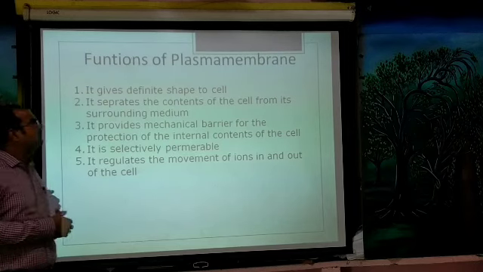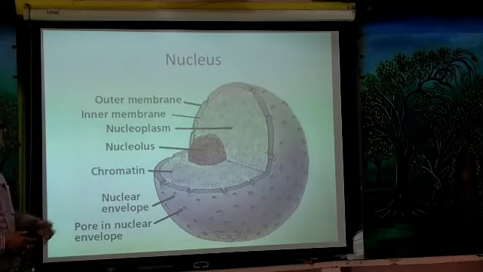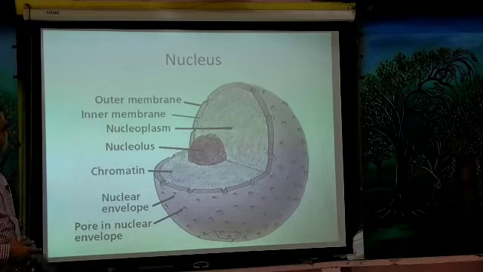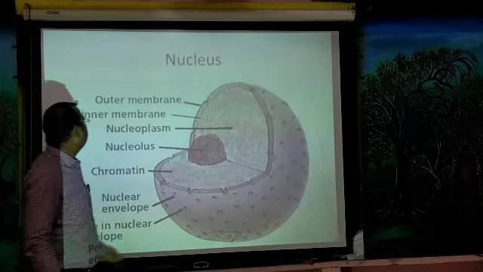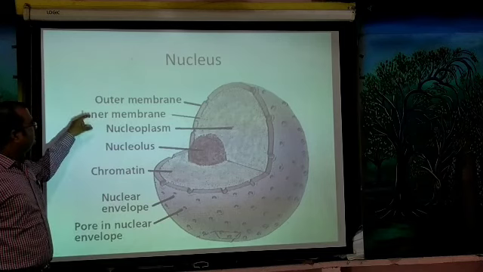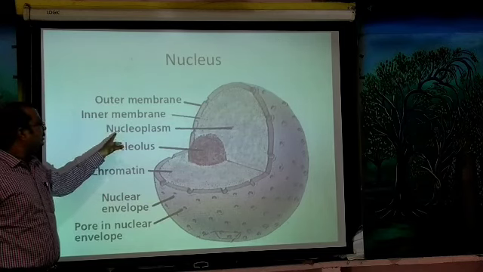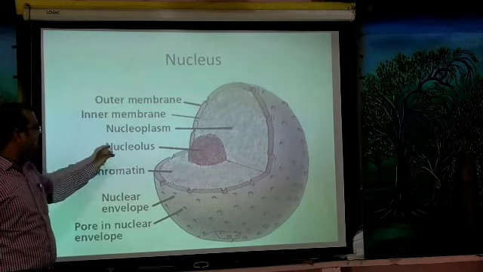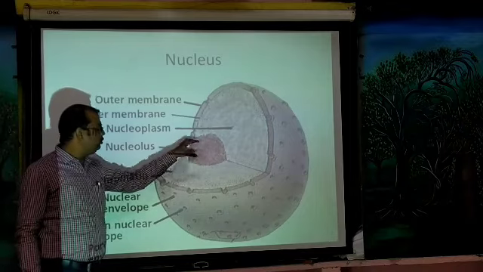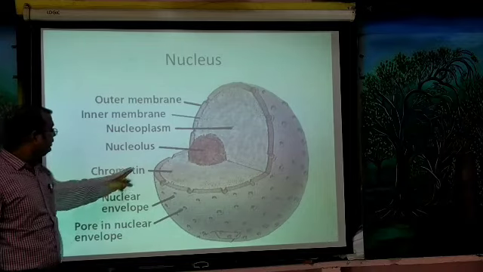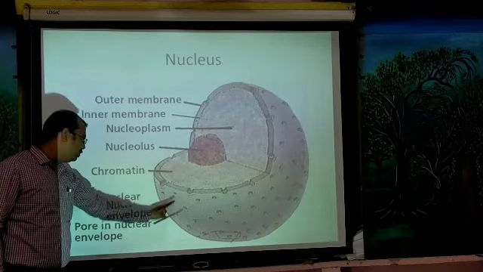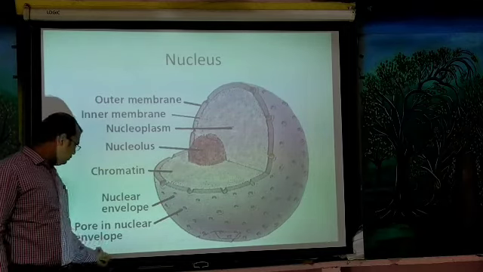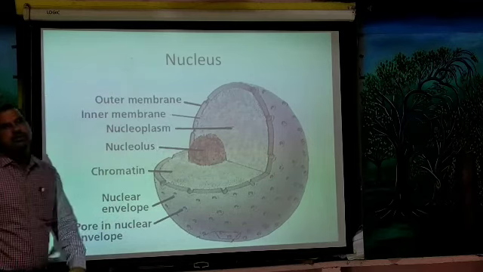Next, about the nucleus. This is the structure of a nucleus. The outer covering of the nucleus is called the nuclear membrane, and this is the inner membrane, and this is the nucleoplasm. The center of the nucleus contains the nucleolus and the chromatin network, and the nuclear envelope has pores in it. This is the structure of the nucleus.